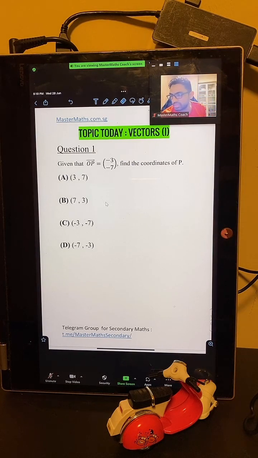Welcome, welcome everybody. What is the coordinates of the point P? Those who just joined today, we are talking about vectors. Vectors is a topic that you learn in the final year of secondary school. It is tested in Cambridge GCE O-level examinations. Vectors are pretty important because when you advance your studies after secondary, in post-secondary studies, you will learn vectors again.